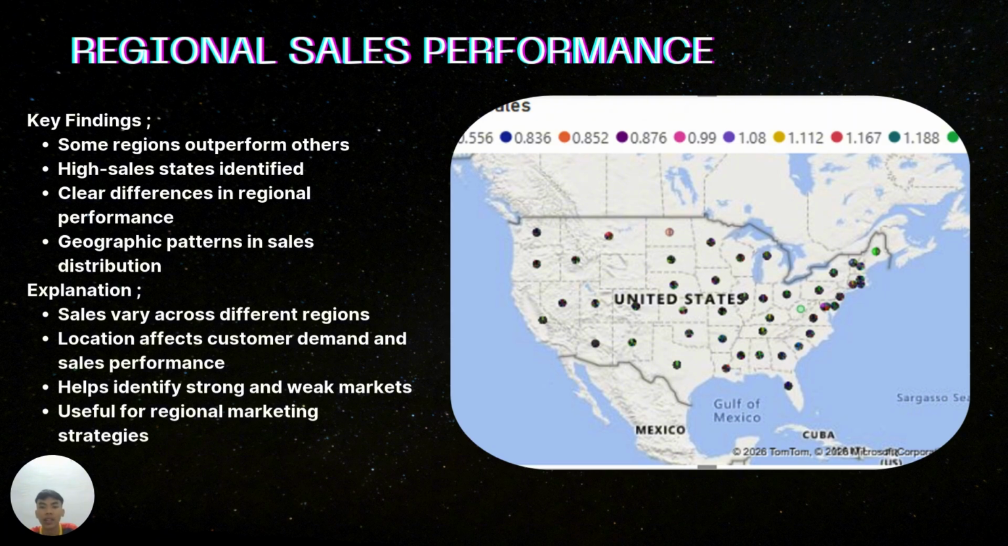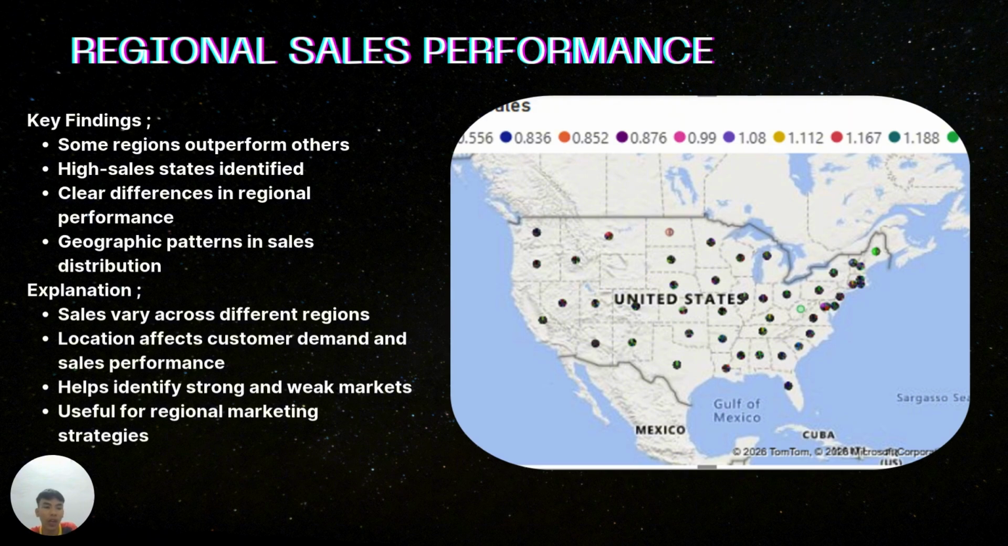For the next is region sales performance. This map shows the sales performance across the different states and regions. Some states record the highest sales, indicating strong customer demand. This can also help to identify strong and weak markets and support better marketing and resource planning.